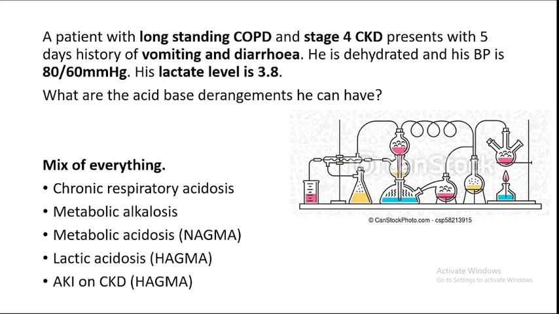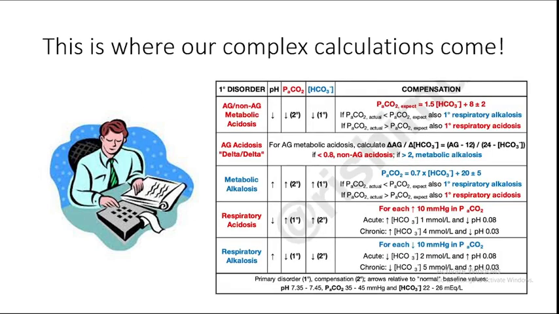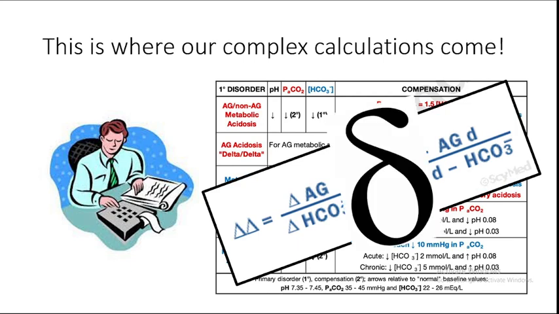So sometimes you will have to use those complex calculations that I showed you for different types of abnormality. There is this delta gap that is coming into play. There is something called delta ratio, delta gap. All these can help us to analyze the blood gas in greater detail, but I'm not going to complicate things for you. But that is also possible.